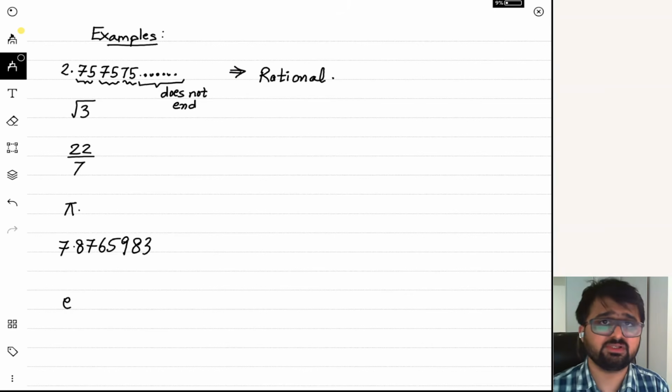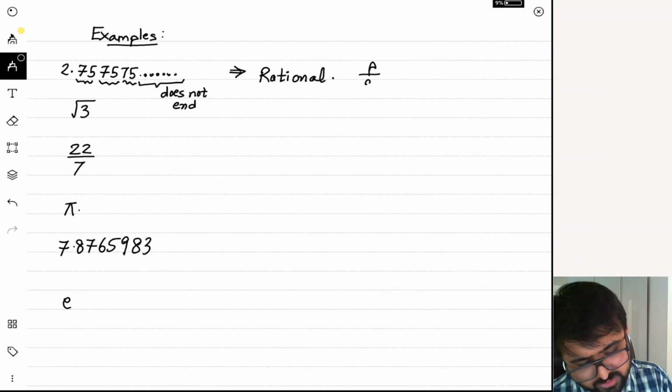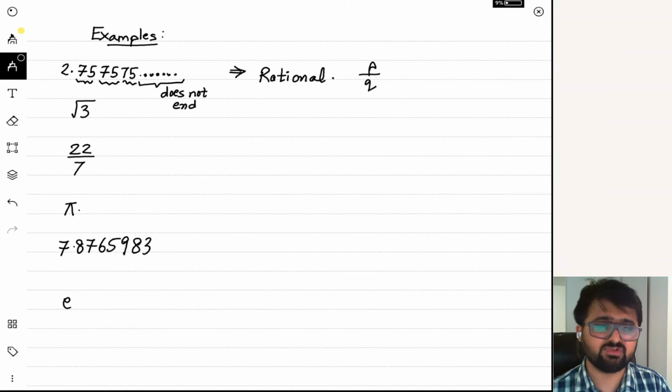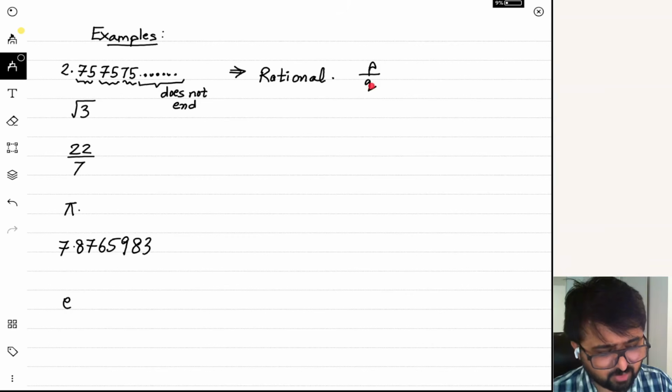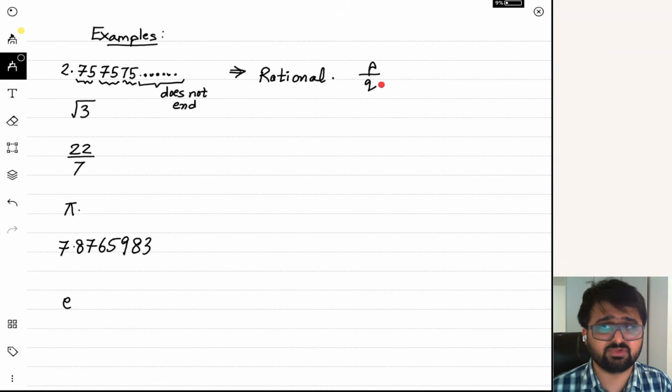Now, someone might ask: if it's a rational number, how can you write it in the form of p over q? Because if it's a rational number, there should be a way that I can write it in the form of p over q. That's a very interesting question. We'll be looking at a similar problem in the next video. Keep following, and we'll try to convert a number like this, which does not end but is a rational number, into the form of p over q in the next video. For now, remember that this is a rational number and it can be converted into the form of p over q, which we'll do in the next video.